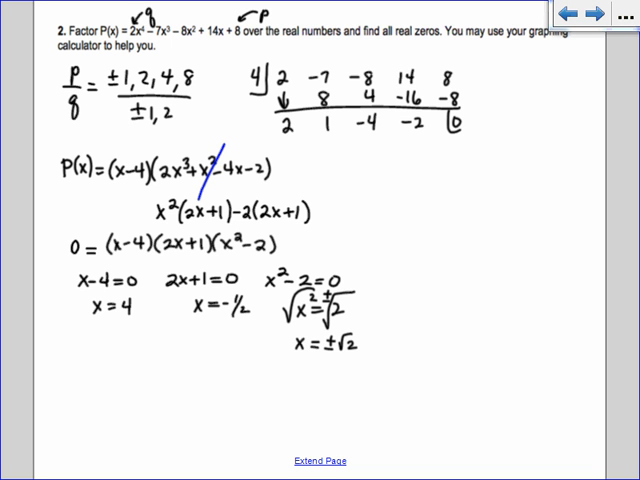So I have 4 answers. Remember, if you have x to the 4th, you should have 4 answers in the end if you count multiplicity. So if you had some that were answered twice or whatever. So we have our 4 answers. Those are our zeros. We are done.